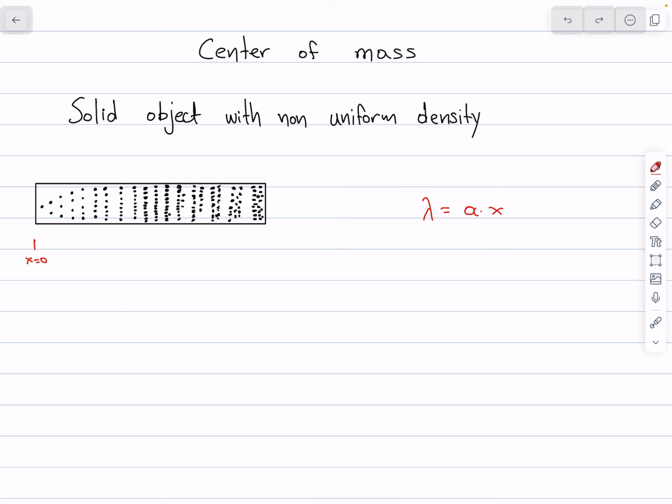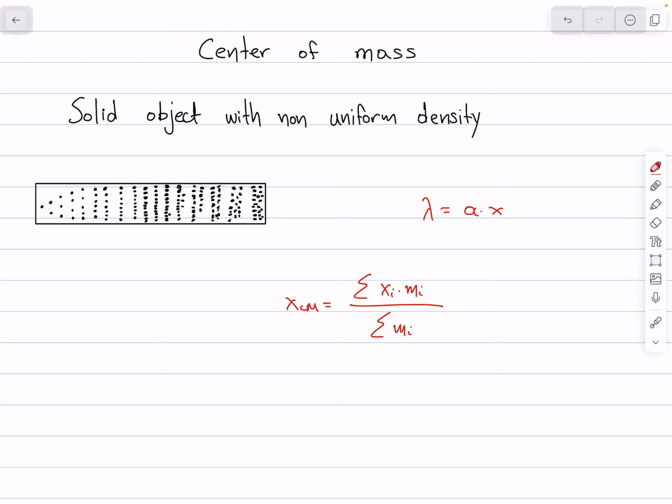Now, in order to find the center of mass, in this case, we are using a similar law to the one that we just said before, which was that the center of mass position is the summation of xi multiplied by mi divided by the total mass, which is the summation of mi.